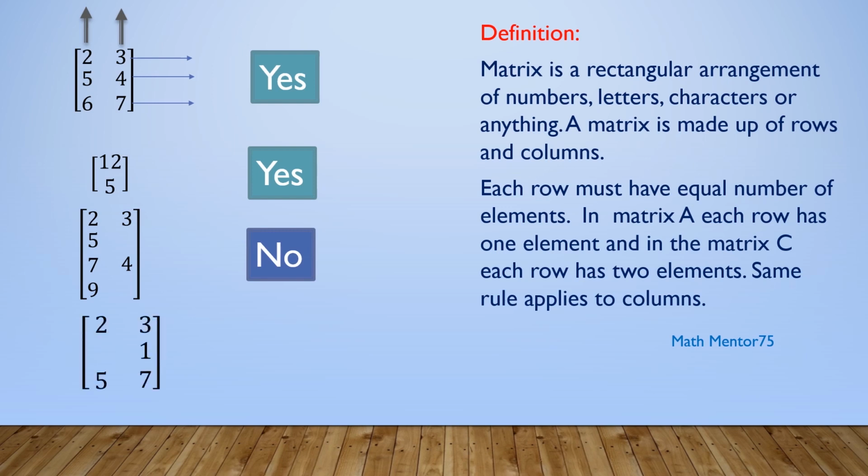Another example. 3 rows, 2 columns. First column contains 2 and second column contains 3 elements. So the condition of the columns is not fulfilled. Let's focus on the rows. First row has 2 elements, third row also has 2 elements, but second row has just 1 element. So both conditions are not fulfilled. So is it a matrix? No, not at all. It is again not a matrix.